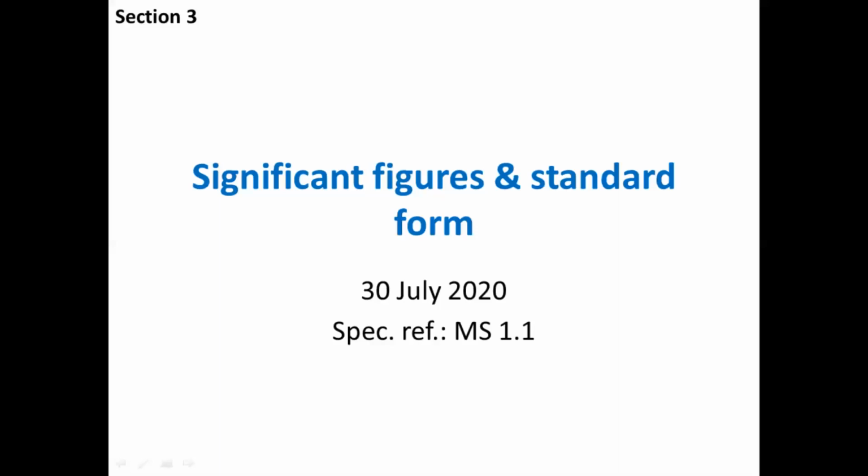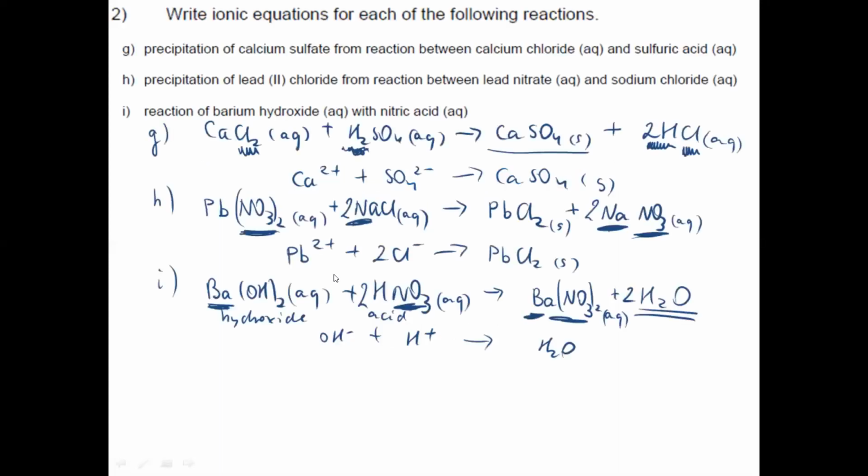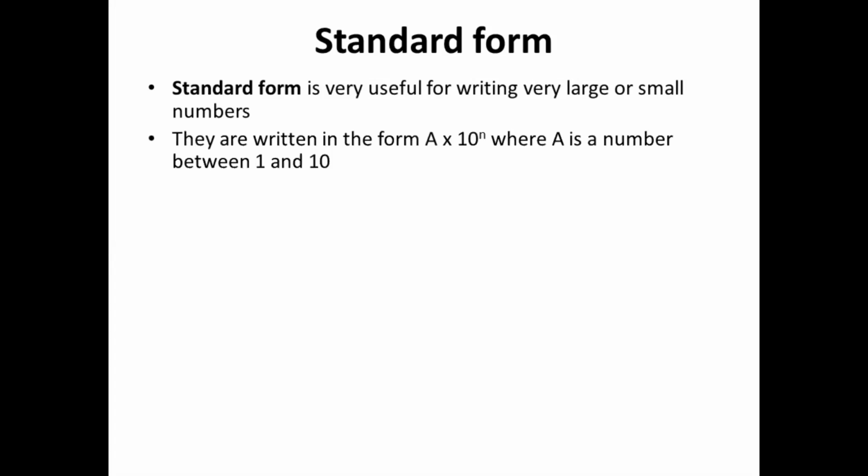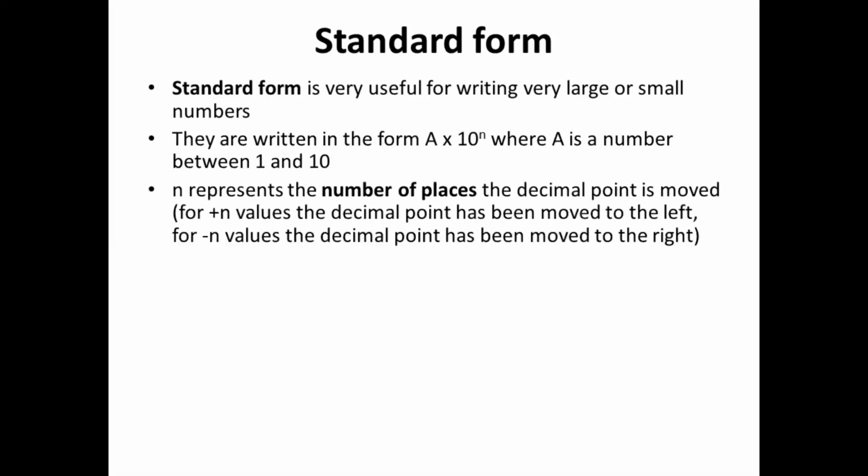This is the last section for the skills prep for the amount of substance unit, and we're going to cover significant figures and the standard form. Standard form is very useful when you're writing large or small numbers. It will be written in the form a times 10 to the power of n. A is a number between 1 and 10. So when you write something in standard form, the number in front of 10 to the power needs to be between 1 and 10.